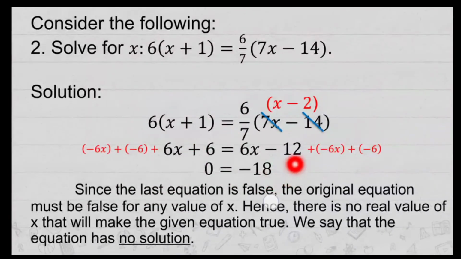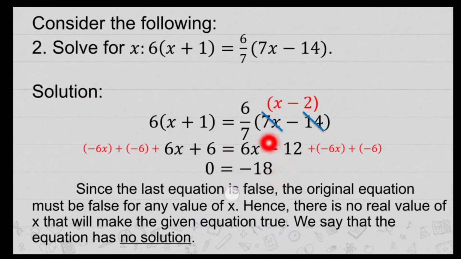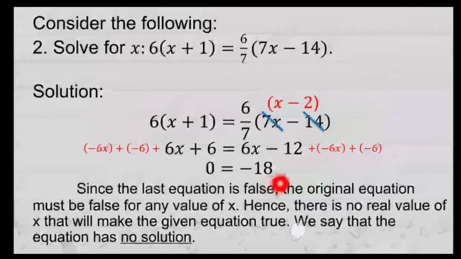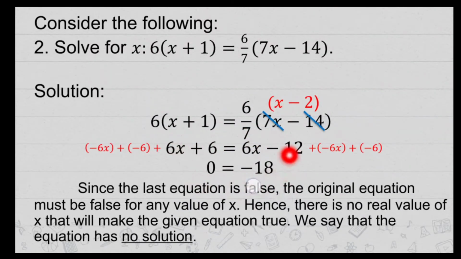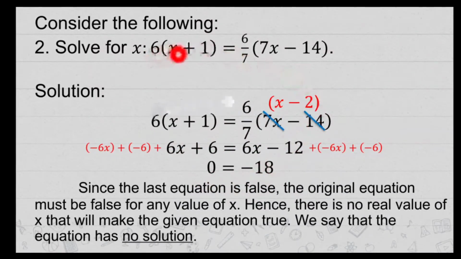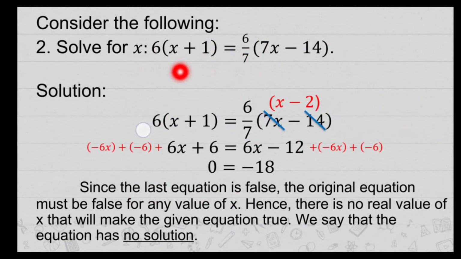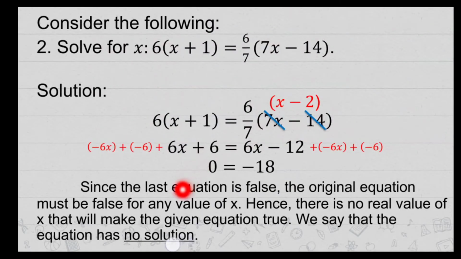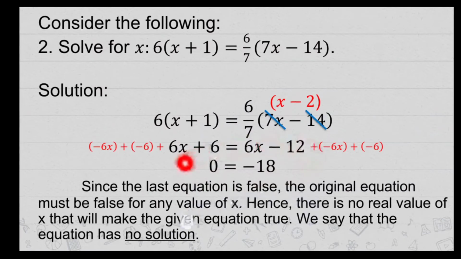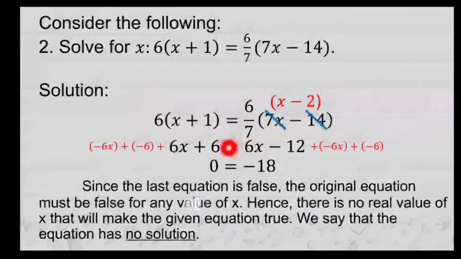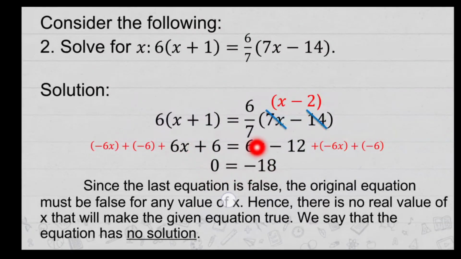We cannot say that 0 is equal to negative 18, because there is no such thing as 0 equal to negative 18. So this equation is false. Therefore, our answer for this item is no solution. Again, our answer is no solution because the last equation is false. 0 cannot be equal to negative 18.